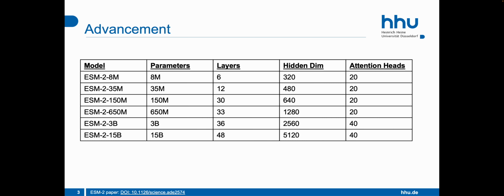On this slide, you see a short overview about the 6 different ESM-2 models that were published, ranging from 8 million parameters to 15 billion parameters. For each model, you can find the number of parameters, the number of layers, the hidden dimension, and the number of attention heads in each multi-head attention layer.